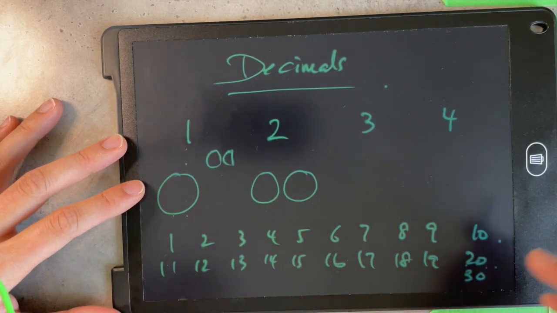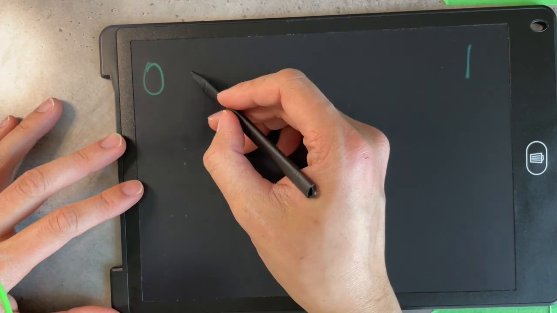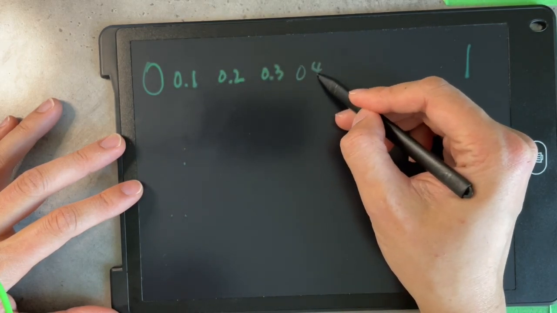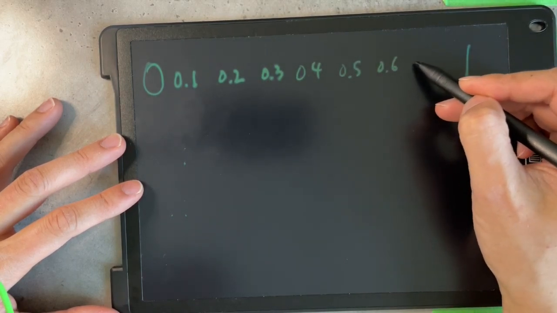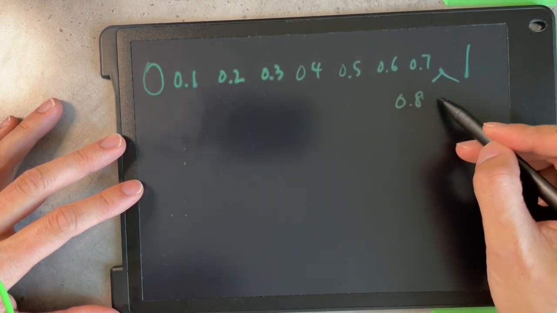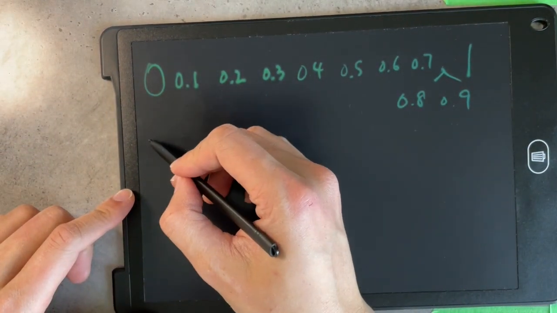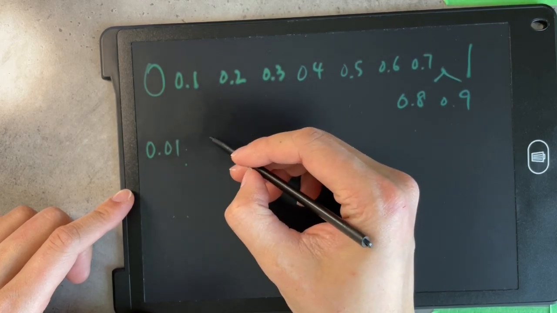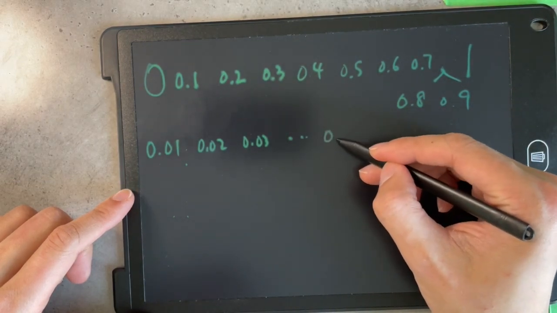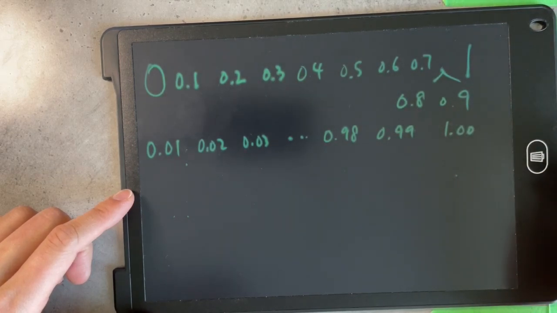For decimals, it's similar. So let's go from 0 to 1. You have 0.1, 0.2, 0.3, 0.4, 0.5, 0.6, 0.7. I don't have space, so I'm going to put it here, 0.8, 0.9, and then you have 1. Now we could have 0.01, 0.02, 0.03, and so on and so forth, and then we get to 0.98, 0.99, and then we get 1.00.